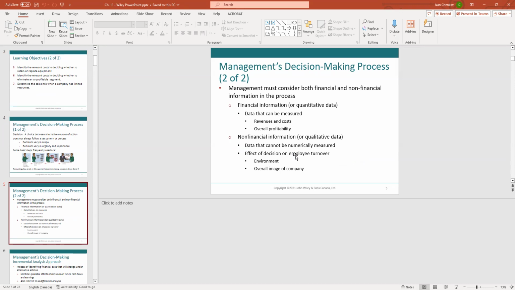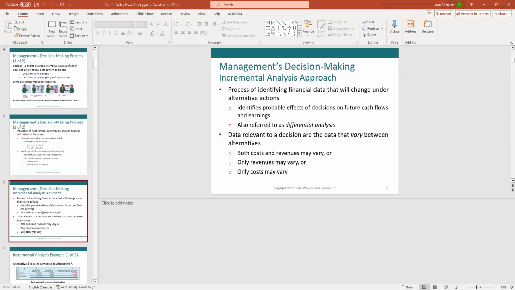You may accept a project based on the financial and reject the same project based on the non-financial. Why? Because it's just not a good project for the environment, or not a good project for yourself, or for your family. There are so many reasons that we have to consider. Again, environmental and overall image of the company if you're on the management level.